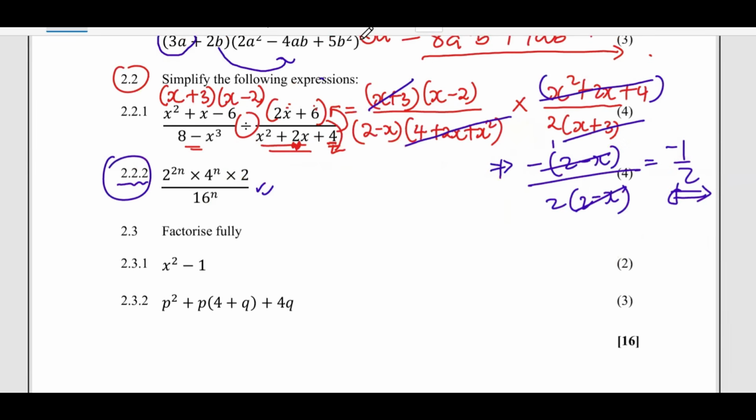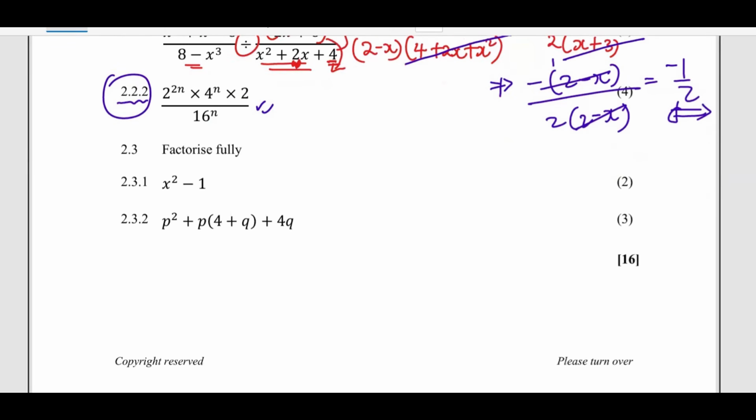And then 2.3 is factorization, okay? So from grade 9, we've been learning about factorization. We have different methods of factorization. And now at this point in time, you should be able to tell which method is needed at what point. So when you look at 2.3.1, x is squared, but we know that 1 is also a square because 1 squared is 1. So meaning that this is a difference of 2 squares.